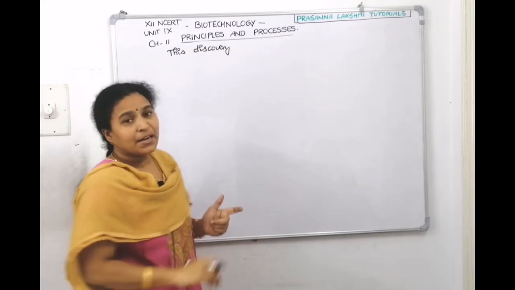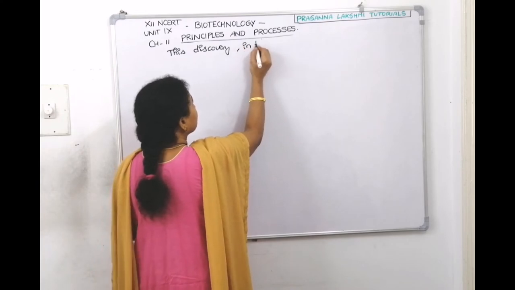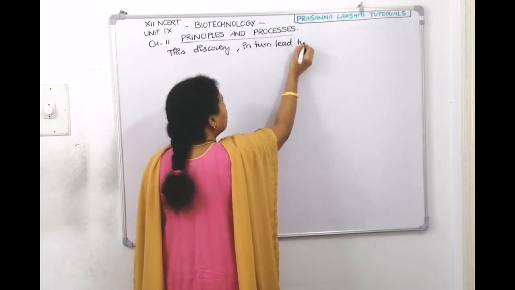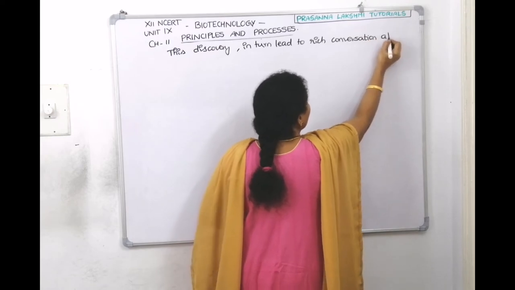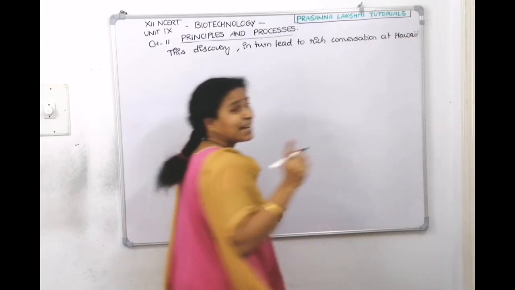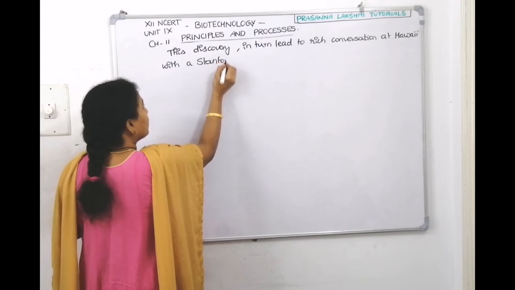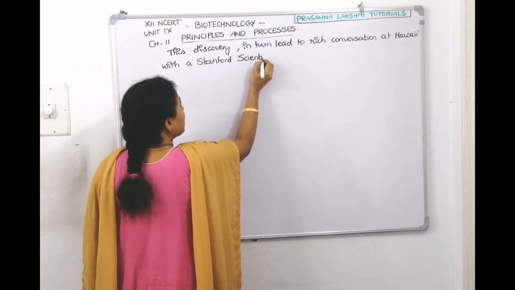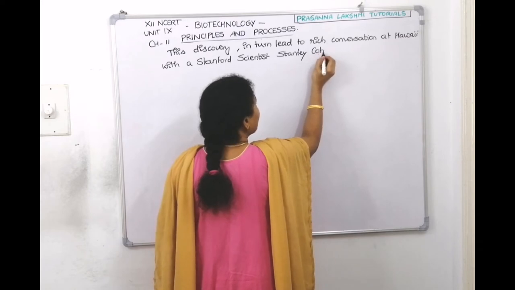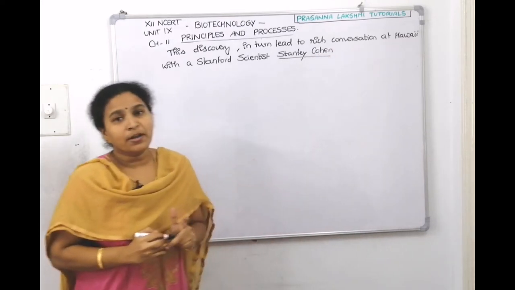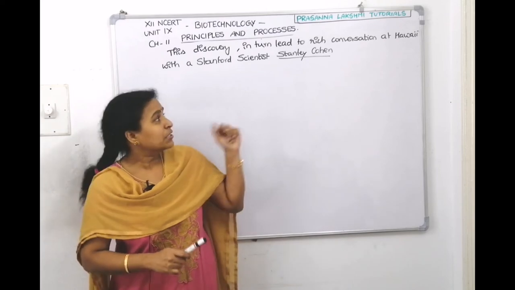What discovery? Discovery of restriction enzymes. This discovery in turn led to a rich conversation. With whom? Rich conversation at Hawaii with a Stanford scientist. You know what is his name? Stanley Cohen. Now, this Boyer was explaining all his discovery to one more scientist. His name is Stanley Cohen.